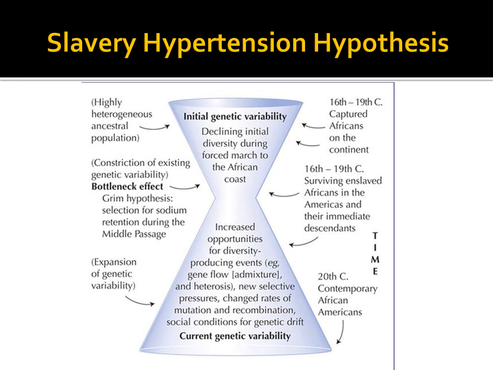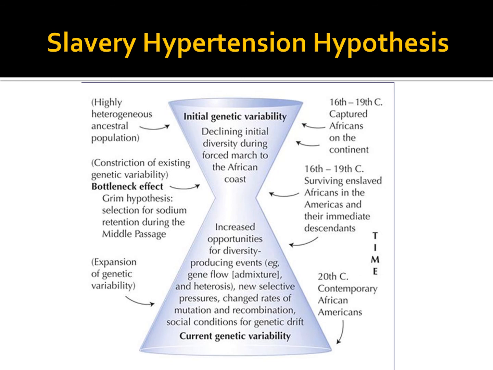So it was only those individuals that ended up passing their genes to the rest of the African American population within North America, and that is why, because of this salt retention, that we have higher degrees of hypertension in African American people in North America.